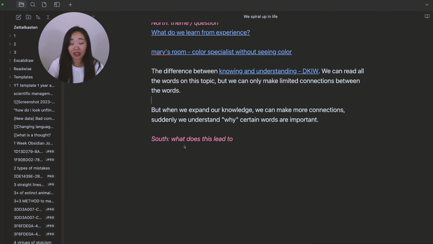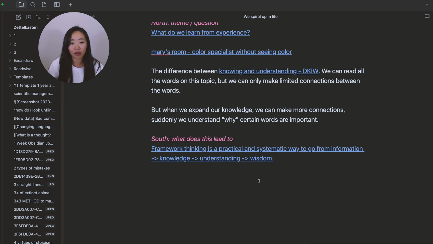And for me, this leads to an idea I have already created about framework thinking. Framework thinking is a practical way and a systematic way to go from information to knowledge, knowledge to understanding, understanding to wisdom. And so I feel like there is something here where we can systematically spiral up and continue to develop our understanding and eventually wisdom.